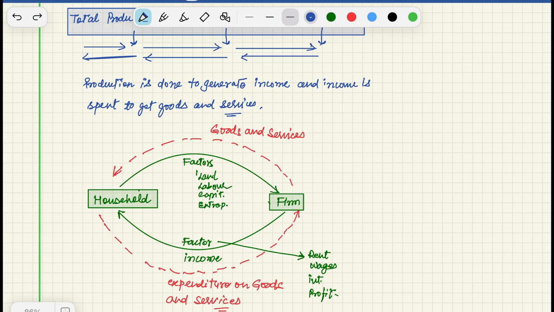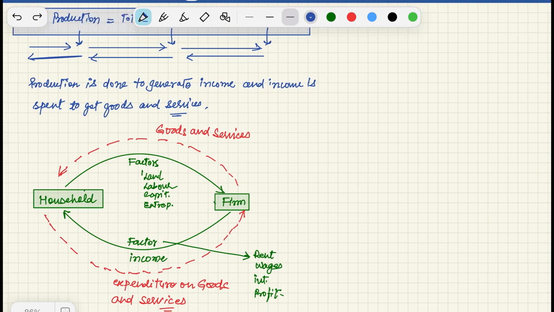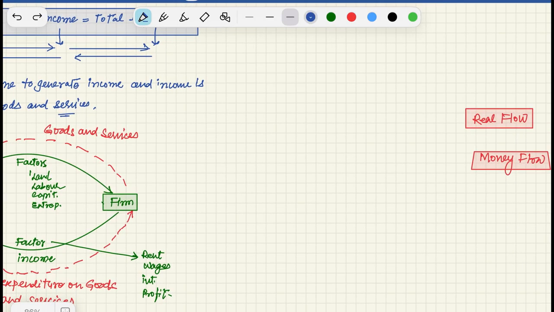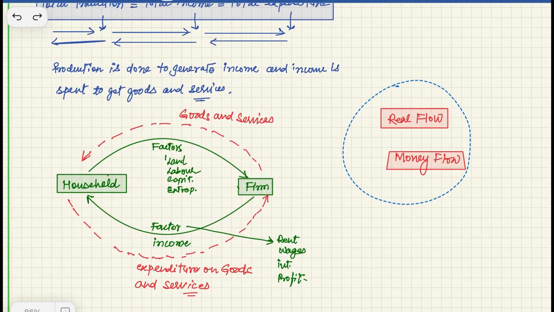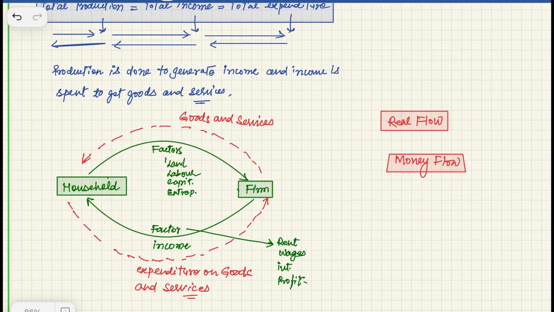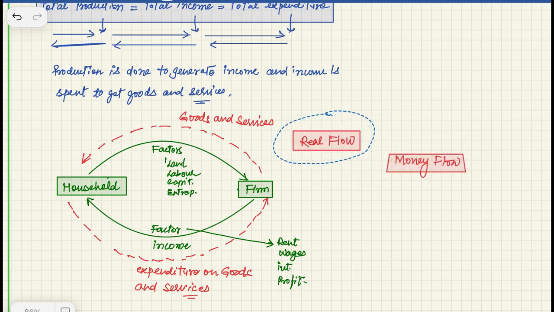So the flow of factors from household to firm and the flow of goods and services from firm to household is called the real flow. So here the factors flow from household to firm, and goods and services flow from firm to household. That is called the real flow.